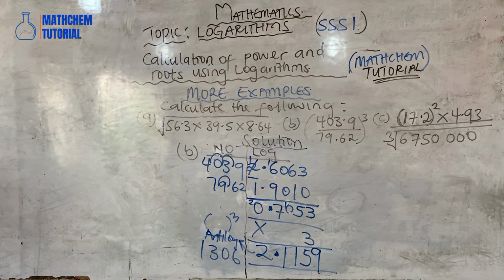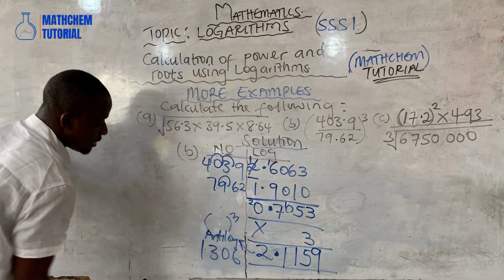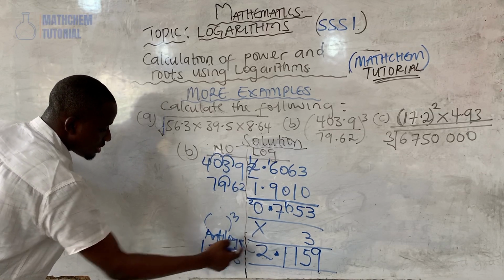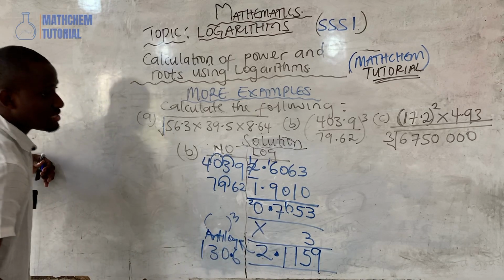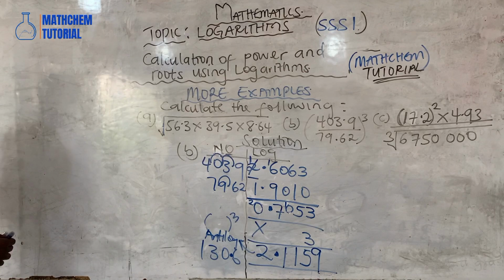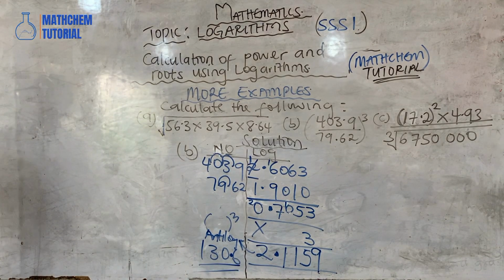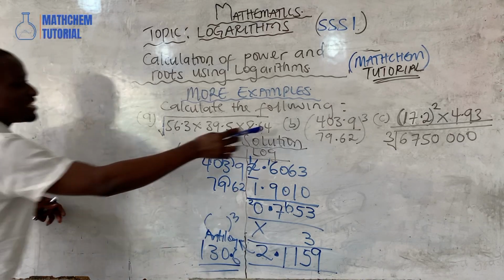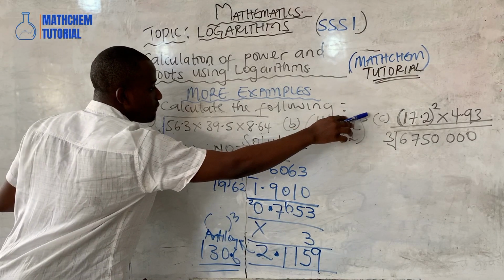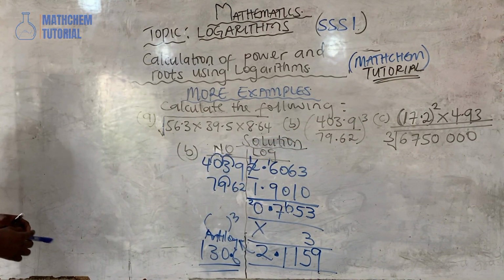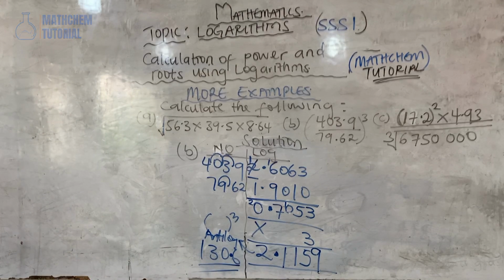Now where will I put my decimal point? Remember that if I put my decimal point here, that means this number is 0. If I put my decimal point here, this number is 1. If I put my decimal point here, this number is 2. So my decimal point will be here, and the answer will be 130.6. So that will be my answer. Meaning that if I divide 403.9 by 79.62, then I find the cube of the answer, I should be getting 130.6.